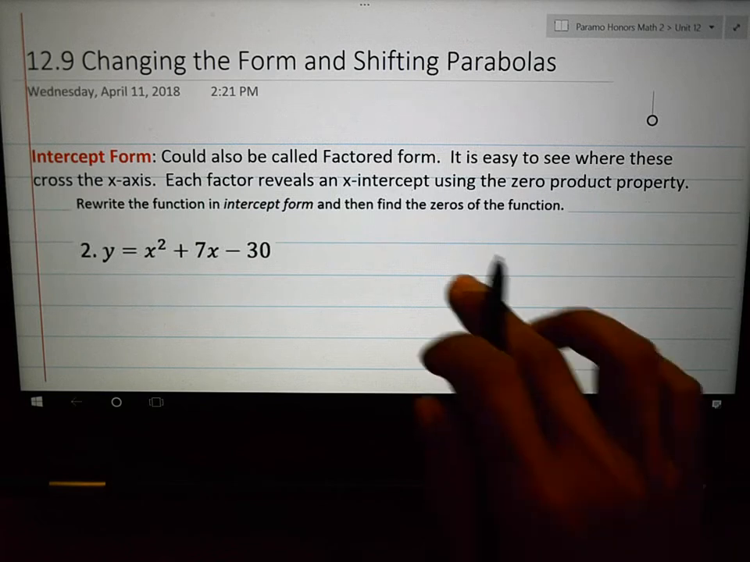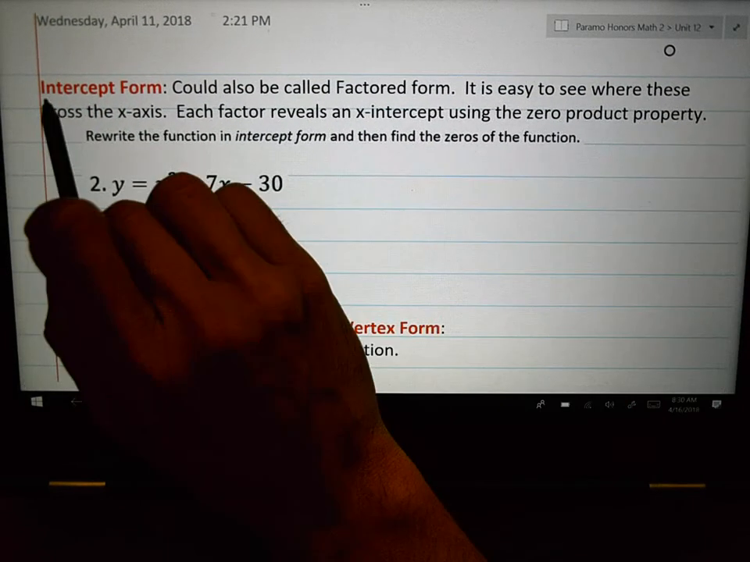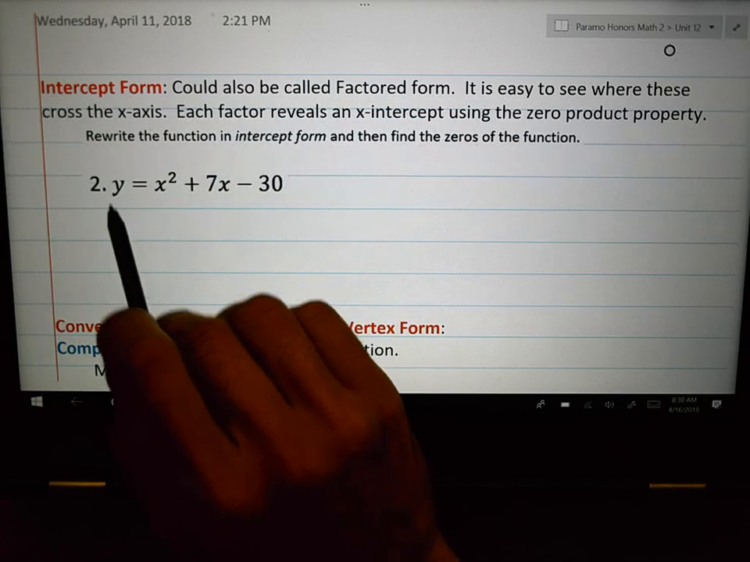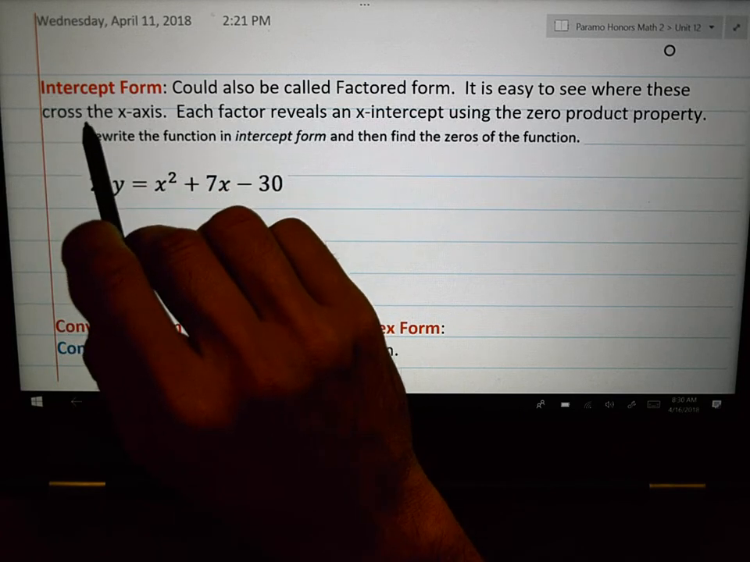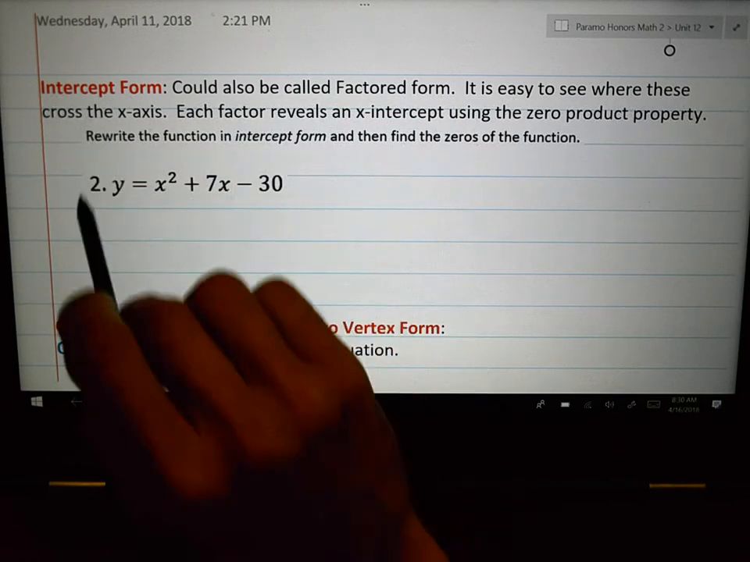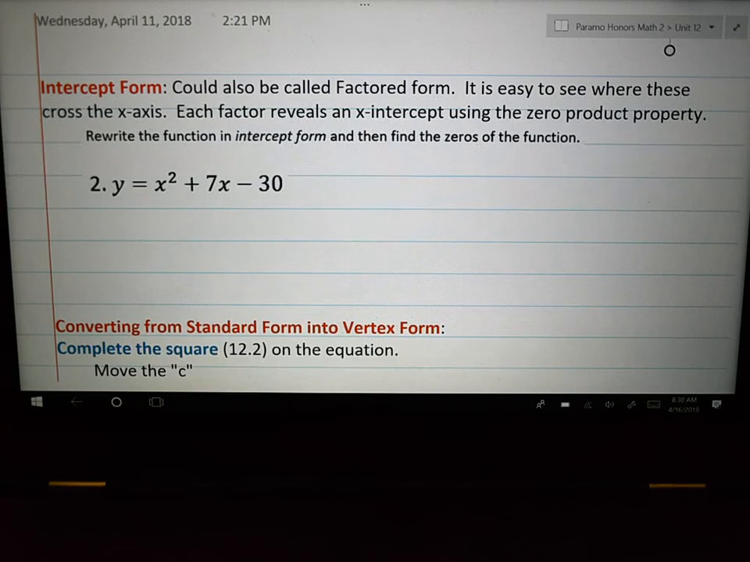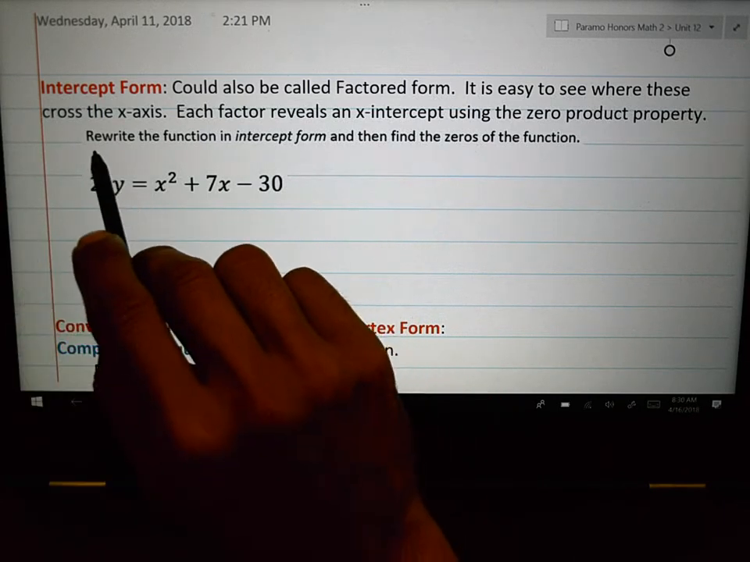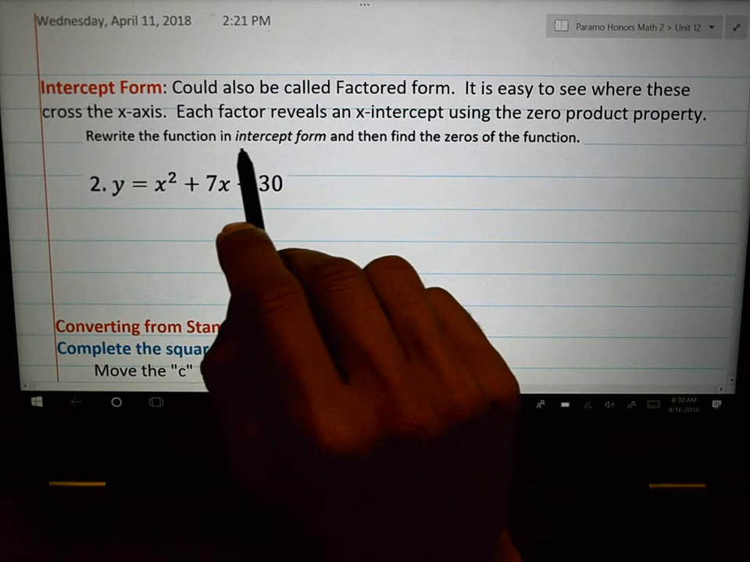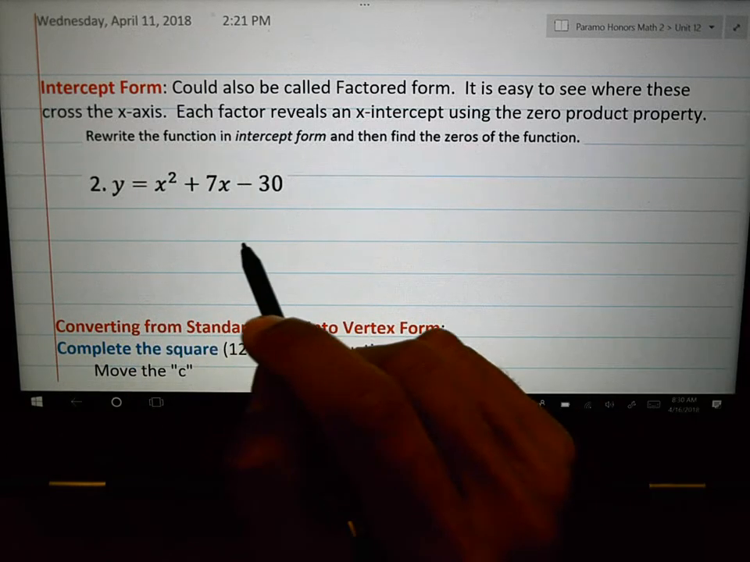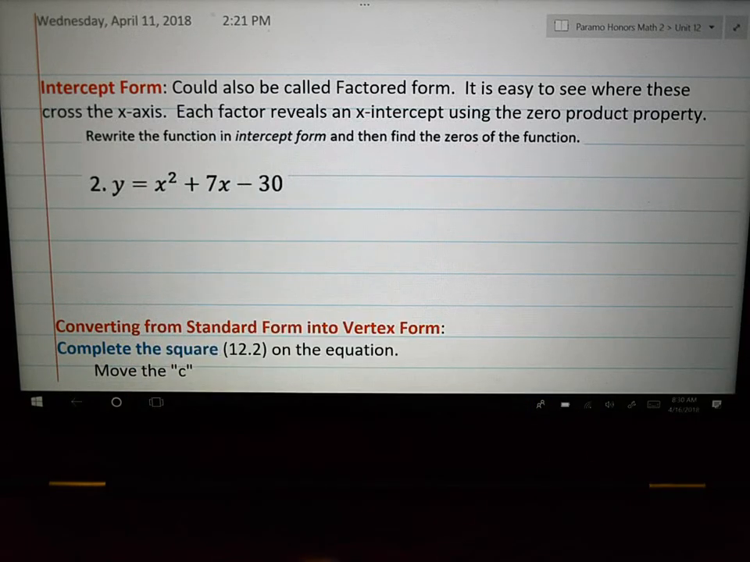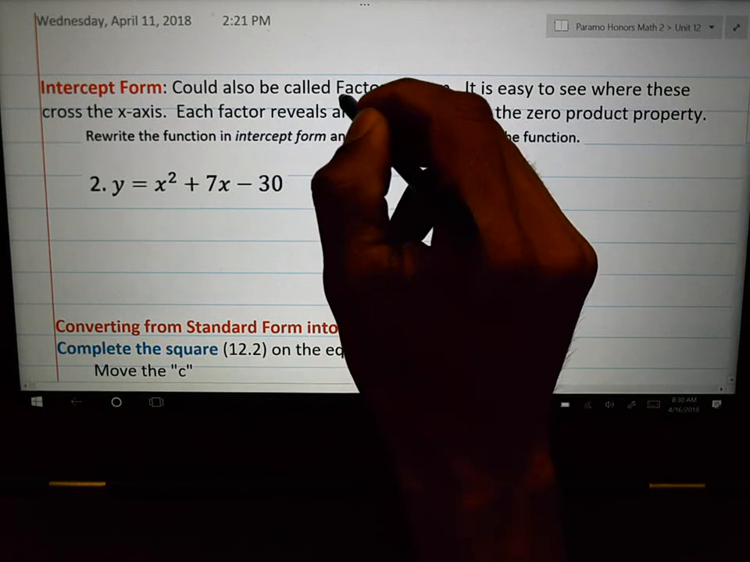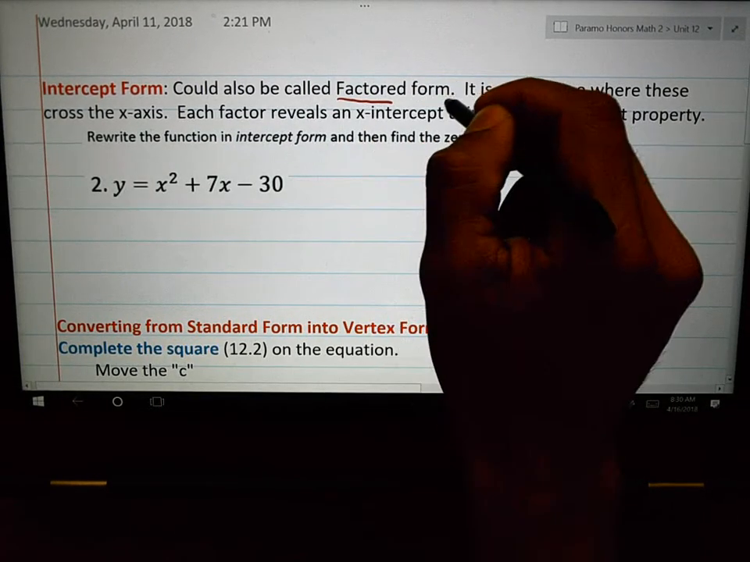We're also going to shift parabolas' vertices either to the left or to the right, up or down. So the very first thing that they do is they start off with things that are in intercept form, or they ask you to put things into intercept form. This, number 2, is in standard form. The first 3 problems say something like, rewrite the function in intercept form and then find the zeros of the function. This is not in intercept form. You're going to put it in intercept form. It's also known as factored form.